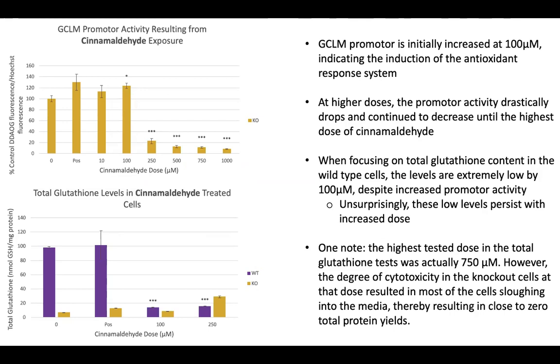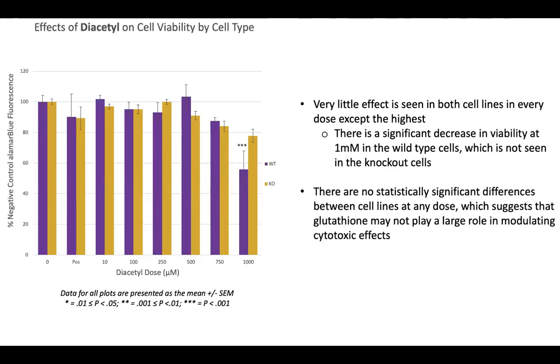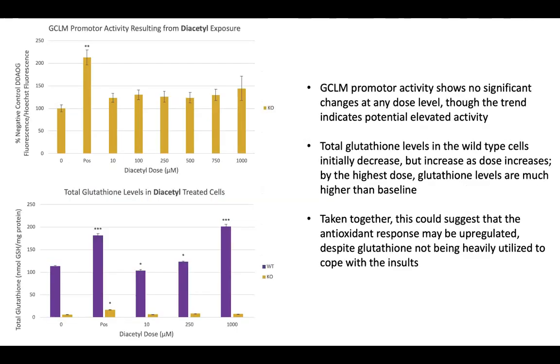And this was complemented by glutathione levels being depleted in the wild type cells at those intermediate and somewhat higher doses. Diacetyl, another flavoring agent, didn't have much effect on cell viability until the highest levels of exposure in the wild type cells. The knockouts were not significantly affected even at that higher dose.